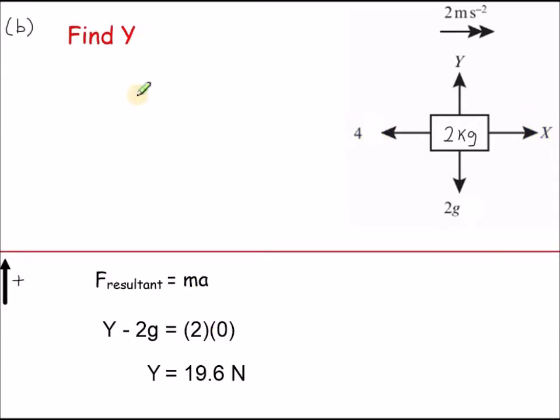Okay, so now looking at everything vertically, this direction is positive. So we've got y minus 2g. So we're resolving forces. Y minus 2g equals mass times acceleration. There is nothing to suggest in the diagram that there is any vertical acceleration. So the acceleration is 0, giving us y equals 19.6 newtons.